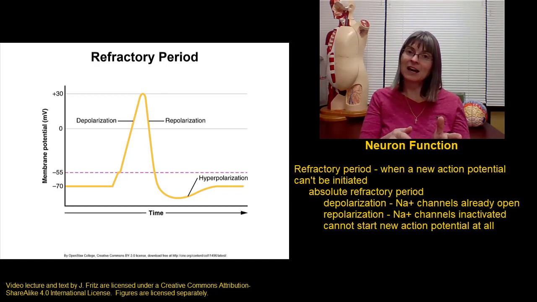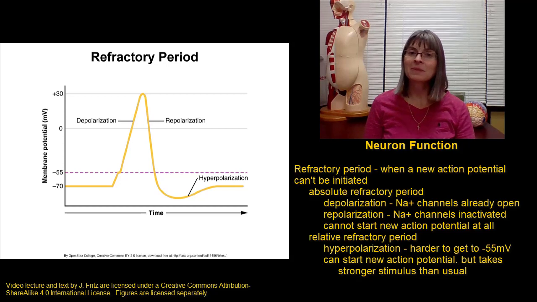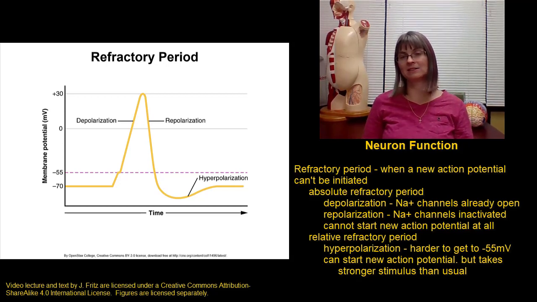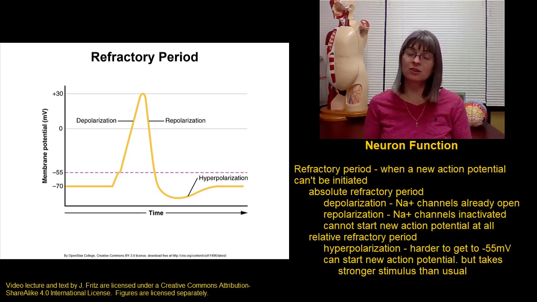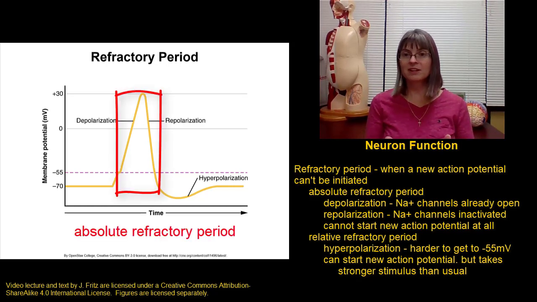Once we get back down into the hyperpolarization phase, our sodium channels are closed again and those inactivation gates aren't a problem. So we can reopen our sodium channels, but keep in mind that the membrane is now hyperpolarized. It's going to be even harder to get enough graded potentials to add up to magic minus 55 than it was before. During the depolarization and repolarization phases of the action potential, we call that the absolute refractory period.